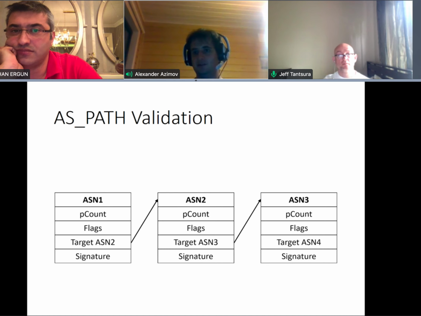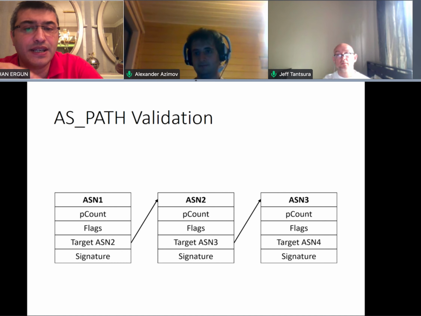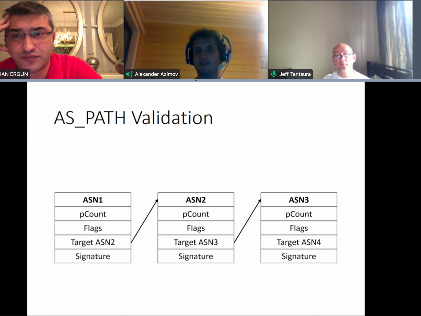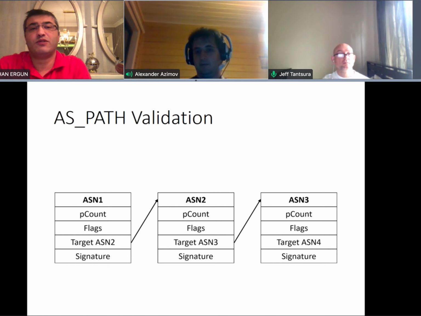By the way, Alexander, when AS3 receives the announcement from AS2, it will see that AS2 tells AS3 that it's coming from AS1 and it's going to AS3. So both downstream and upstream. Yeah, so it will see the full set of signatures. And so it will be able to verify the AS path from the beginning to the last autonomous system in the path.